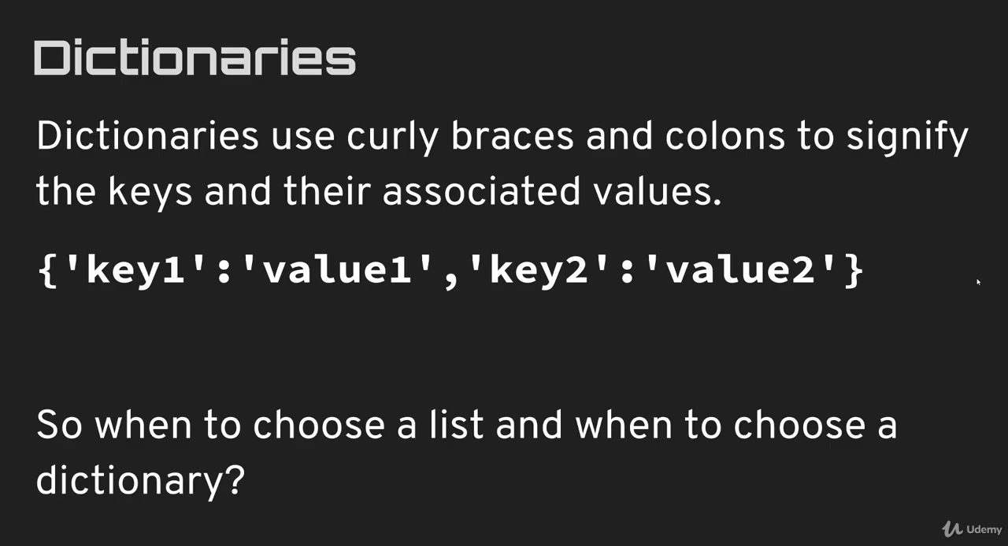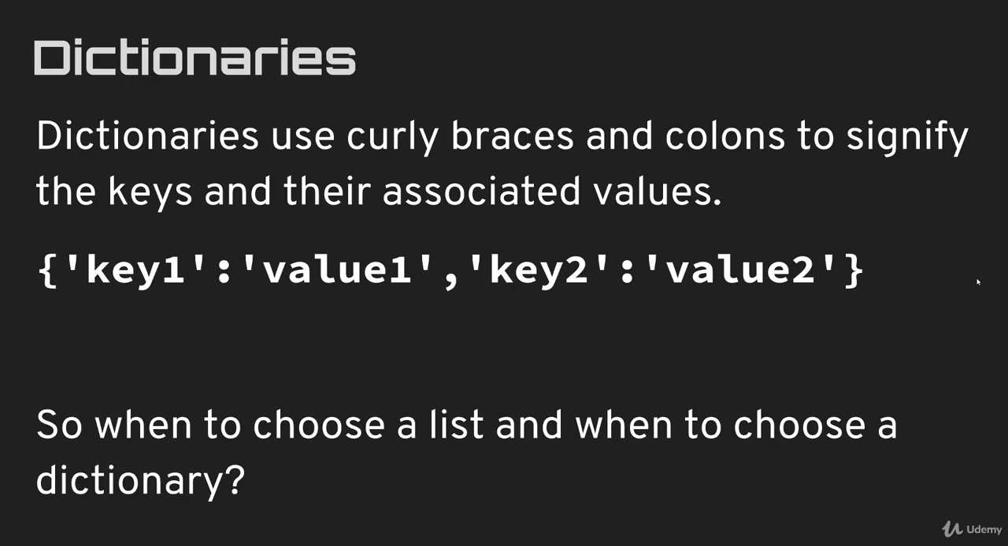Dictionaries, as far as their syntax, use curly braces and colons to signify the keys and their associated values. So you'll have a set of curly braces at the very outside, and then you have key, colon, and then the value that goes with it. Here we're showing strings as the values, but you can also have dictionaries, numbers, lists as the values themselves. And then we separate each key-value pair with a comma.